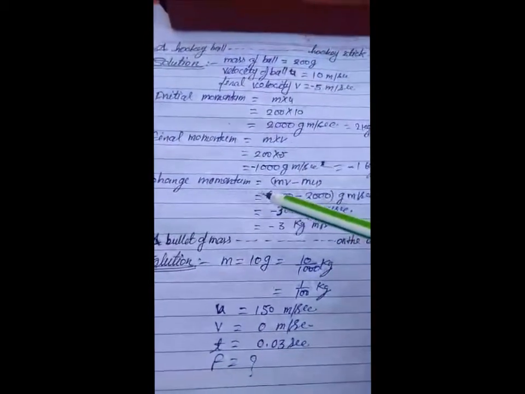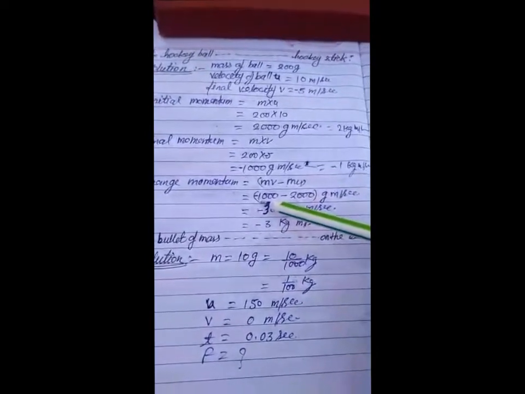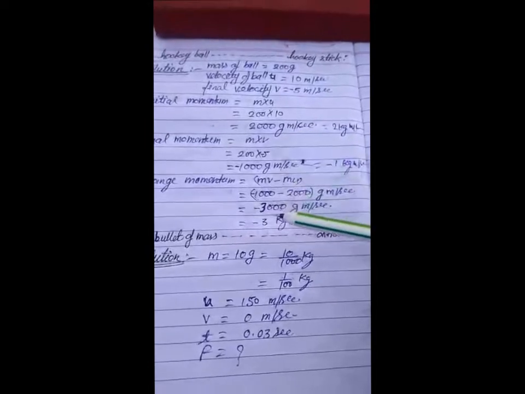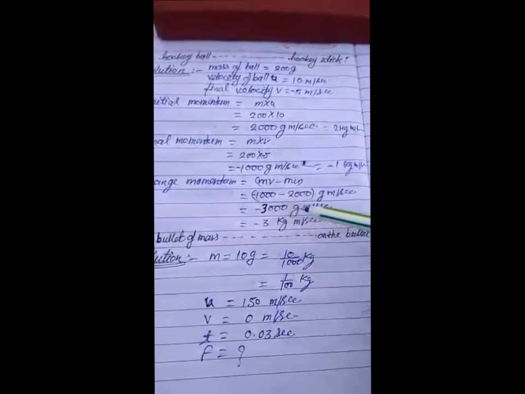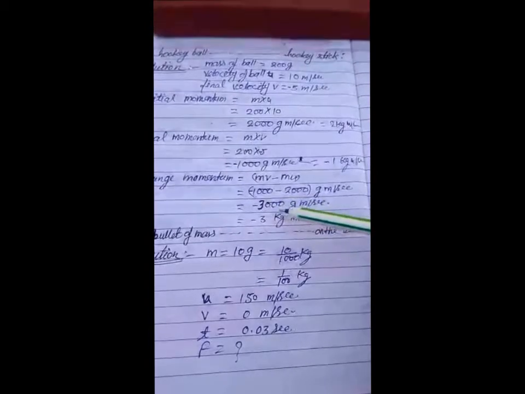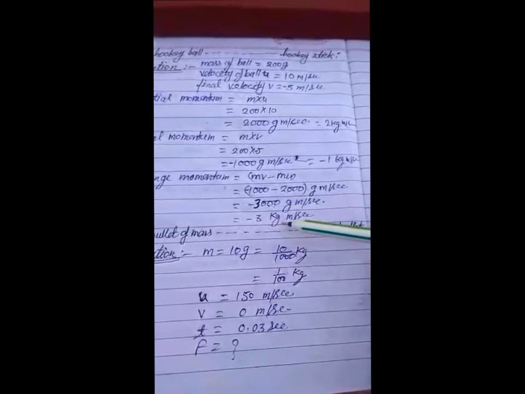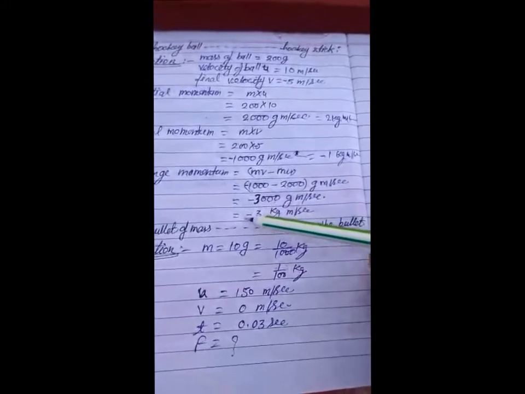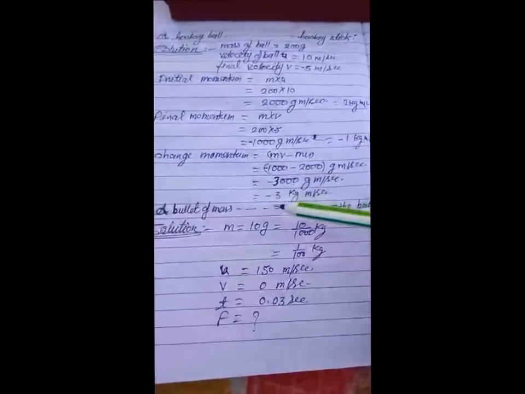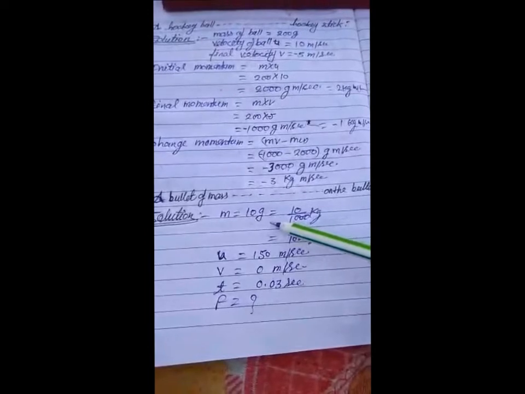Now change in momentum is mv minus mu. So mv is minus 1000 and mu is 2000. We get minus 3000 gram meter per second, or when we change it into kg, dividing by 1000, we get minus 3 kg meter per second. The minus sign only shows the opposite direction here. Okay. And next question, there is a bullet of mass 10 gram.